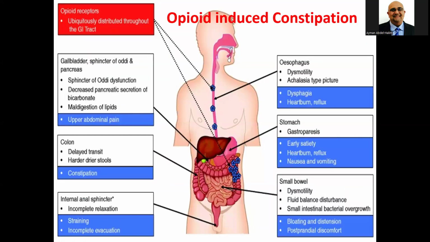Opioid-induced constipation. This is a very important issue, especially in patients receiving oral opioids. Basically, opioids can constipate the patient. It can affect any part of the bowel, from the esophagus to the rectum. So that's why I usually check the patients after surgery. When they say that they're hurting, I want to always make sure that this is not related to constipation.